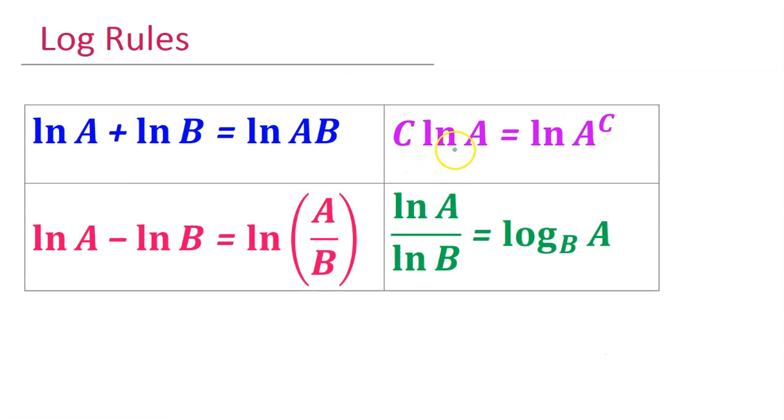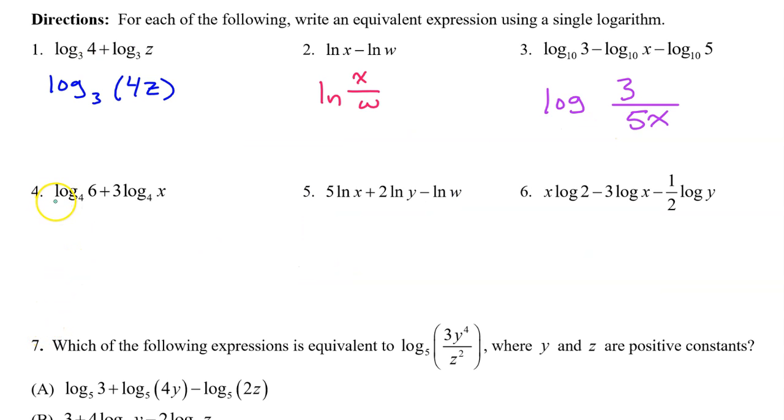Look at this purple rule. The power rule tells us that if we have something multiplying in the front of a log expression, we can take that factor and write it as the exponent instead if we want to. On number 4, we need to move this 3 to the exponent of x before we do anything else. So we will have the log base 4 of 6 plus the log base 4 of x to the 3rd power.